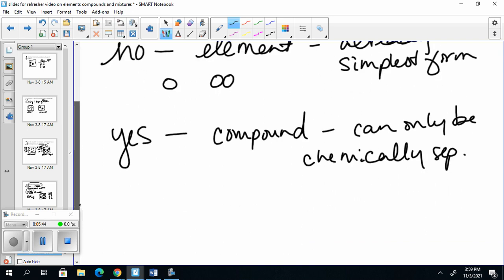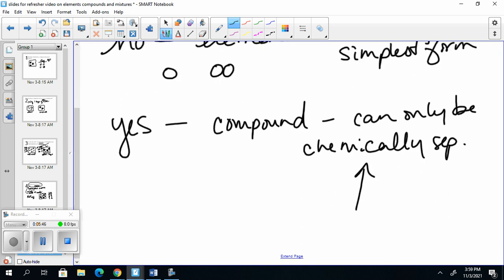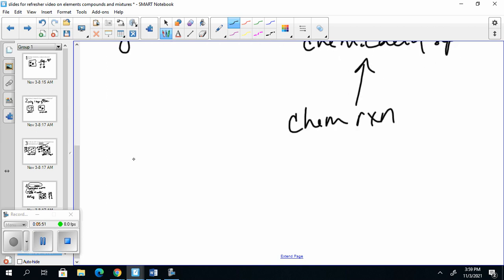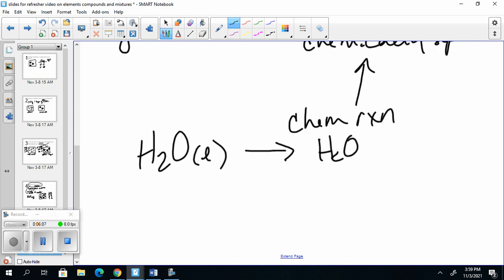And what I mean by chemically separated is that it has to undergo a chemical reaction, a chemical change. So for example, water. Water does not naturally change. Oh, we should be seeing this in the lab actually. When you heat up water, you are just changing it from a liquid to H2O gas. So this is only a physical change. You did not break it down into anything simpler.